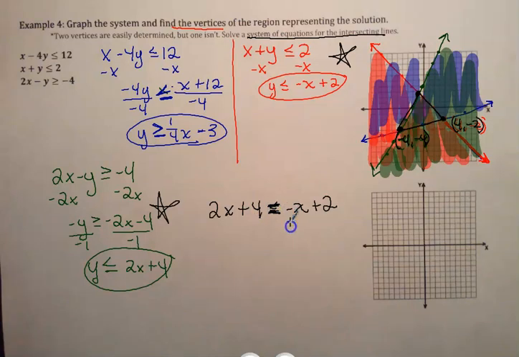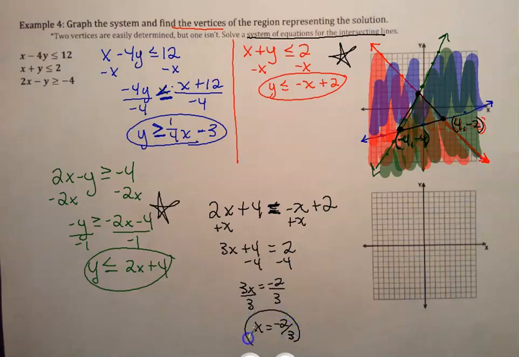So if we add x to both sides, we'd have 3x plus 4 is equal to 2. Subtract 4 from both sides. We get 3x is equal to negative 2. Divide by 3. x is equal to negative 2/3. Okay, so how do you think we're going to find y?